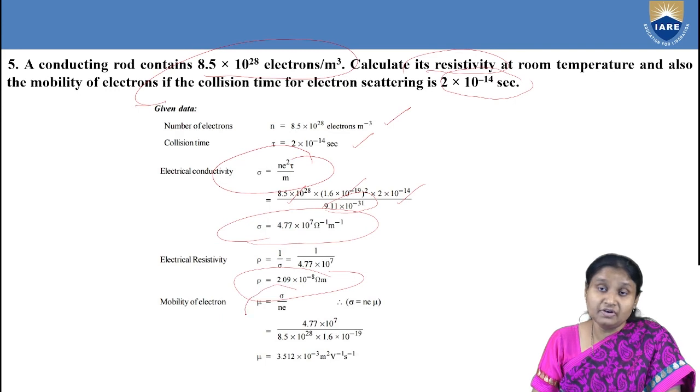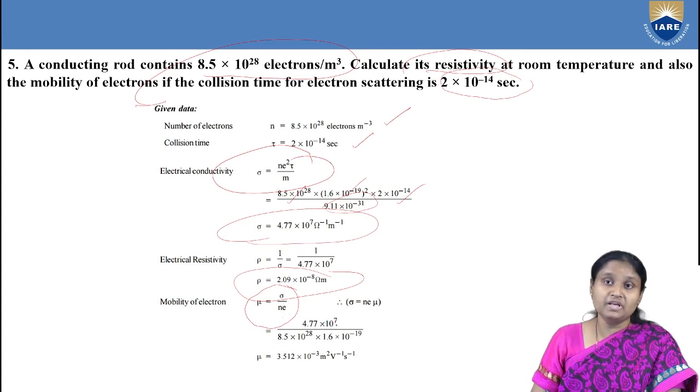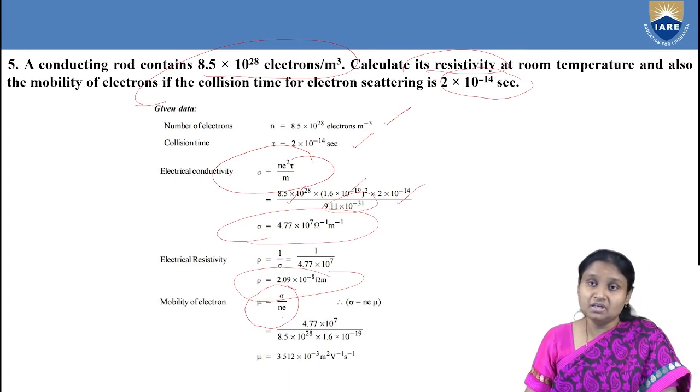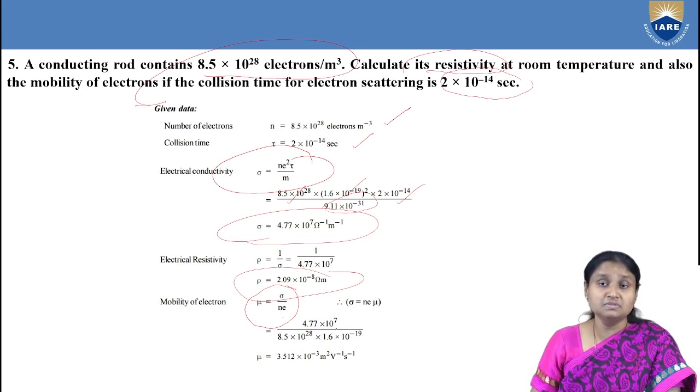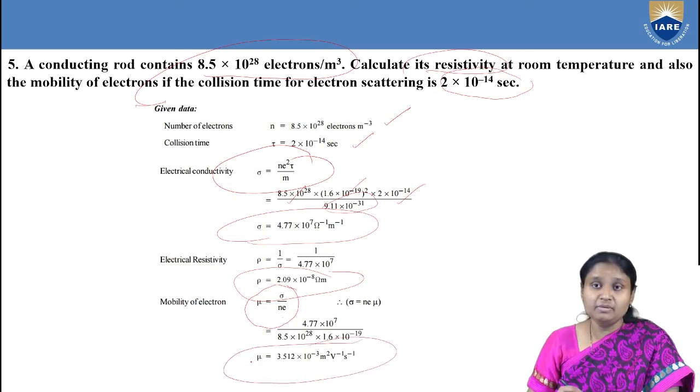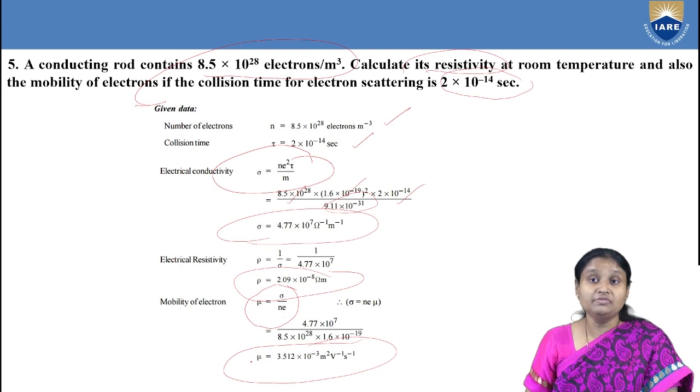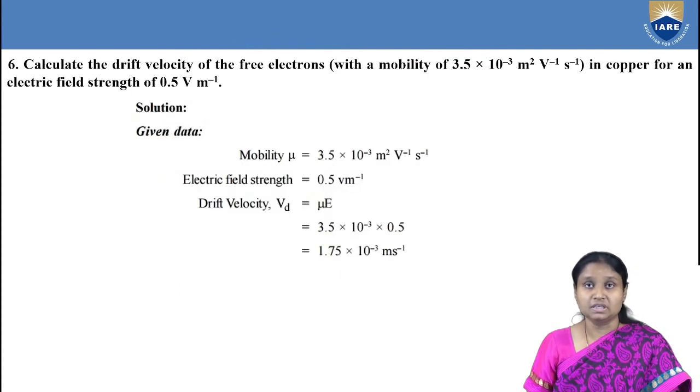Once we know resistivity and conductivity, it is easy to find mobility. For finding mobility, we have this formula: sigma by Ne. This conductivity is 4.77 into 10 power of 7, divided by carrier concentration 8.5 into 10 power of 28, and charge 1.6 into 10 power of minus 19. When we simplify, mobility comes out to be 3.512 into 10 power of minus 3 meters squared per volt second.